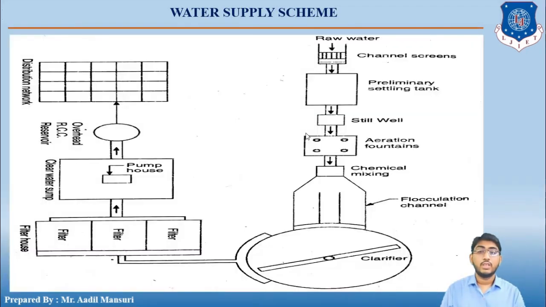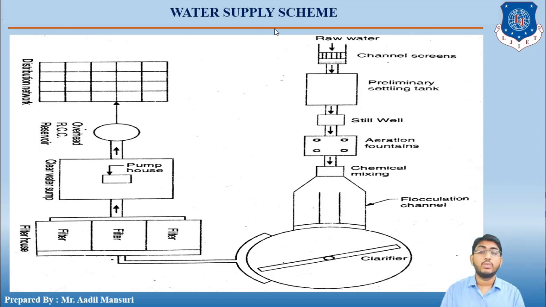Okay, so this is the layout of the water treatment plant. It will start from the raw water, right? Then the channel screens, where all the floating particles will be removed, and the preliminary settling tank, where all the suspended particles will be removed under the effect of gravity. Then the still well, then aeration fountains, in which dissolved gases will be removed. Then chemical mixing: in case of sedimentation with coagulation, we are adding chemicals, right? Then the flocculation channel. In flocculation, there are paddles which thoroughly mix the chemical and water, and it results in the formation of flocs.